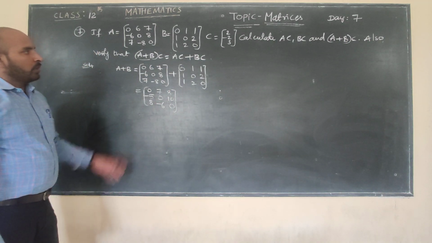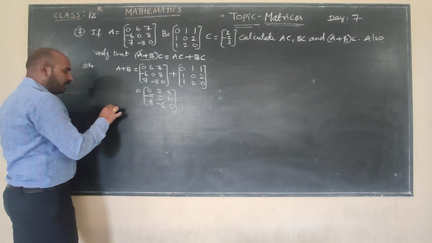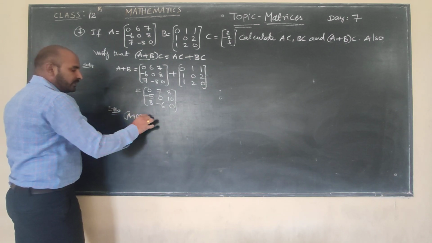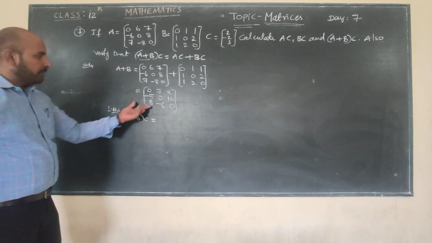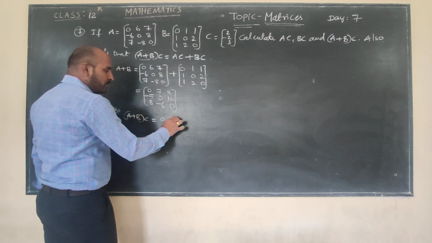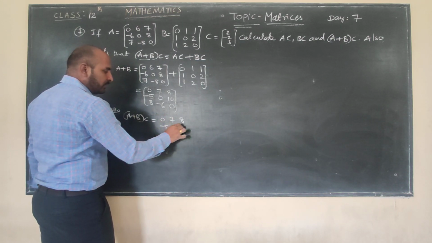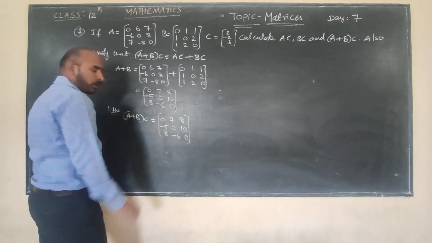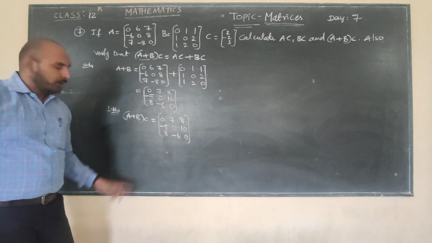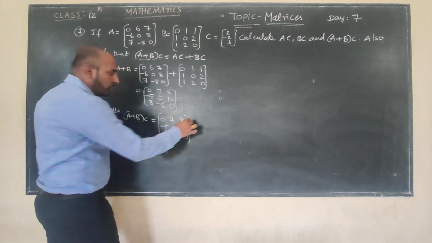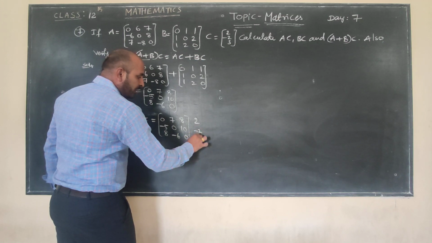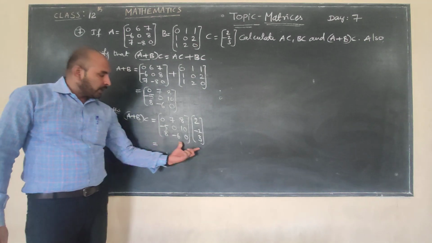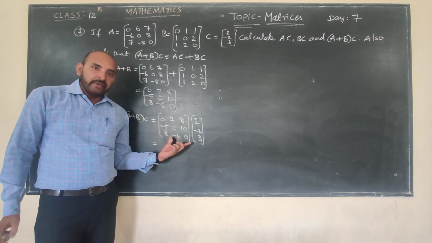Now coming to the left hand side value, what is LHS? (A plus B) into C, which is equal to the A plus B matrix, which is 0, 7, 8, minus 5, 0, 10, 8, minus 6, 0. A plus B matrix completed. But what is the C matrix? It is 2, minus 2, 3, which is in the form of a product.